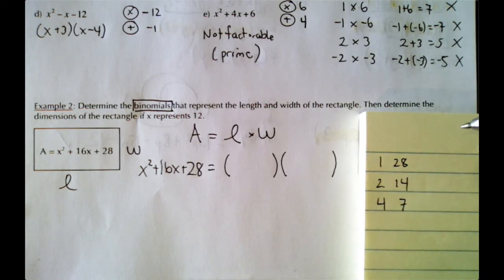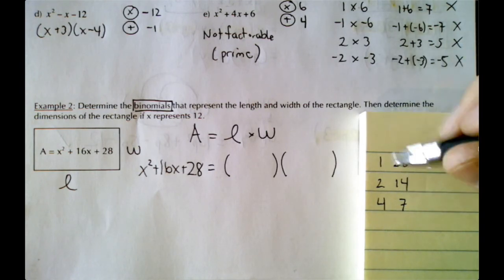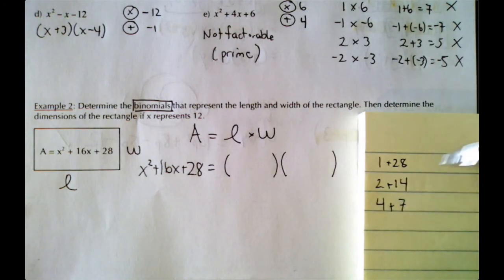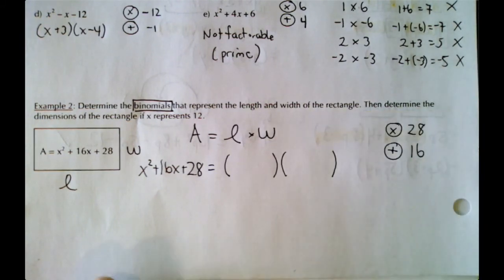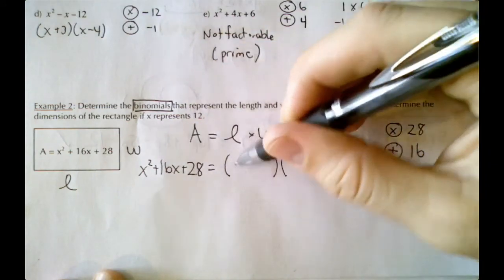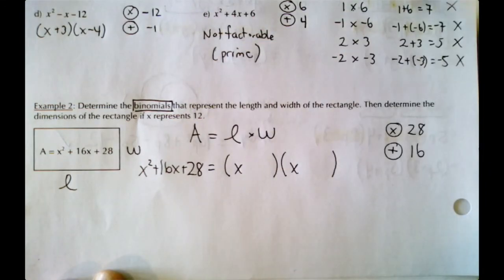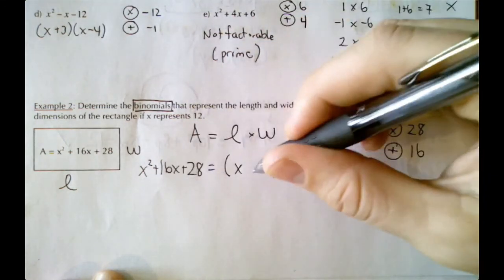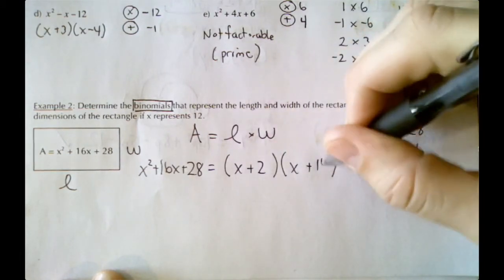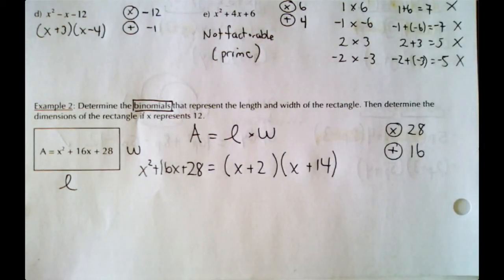And the negative pairs would work too, but since we're adding to a positive number, it's probably going to be one of these pairs. So let's see which of these adds to 16. That's 29. That one's 16. That's the right pair. So we got 2 and 14. So to get x squared, we go x and x. And to multiply to 28 and add to 16, we use 2 and 14. And there we have it.